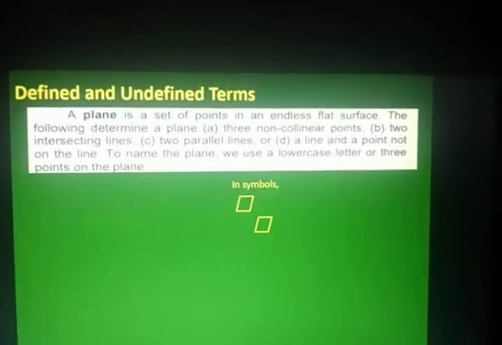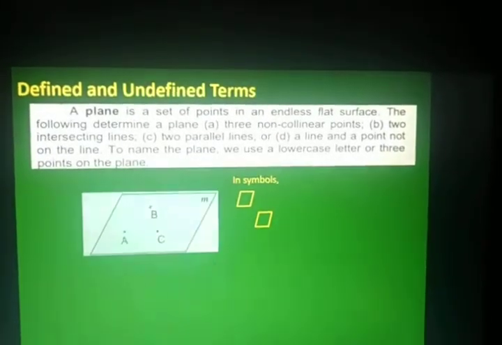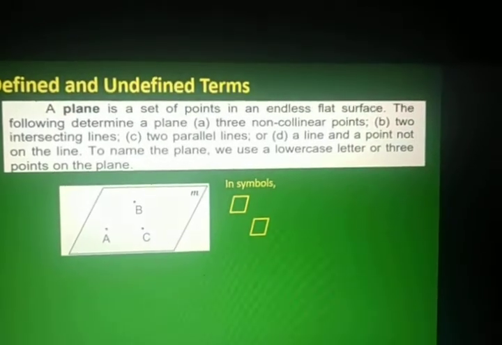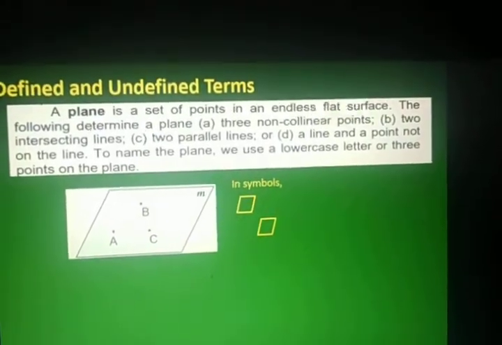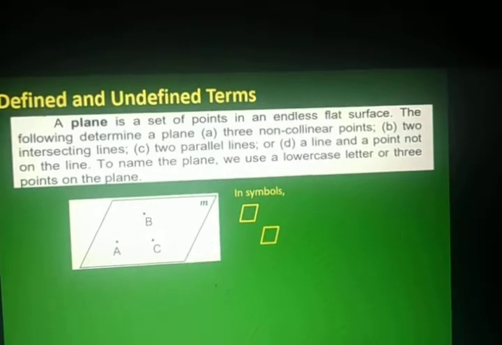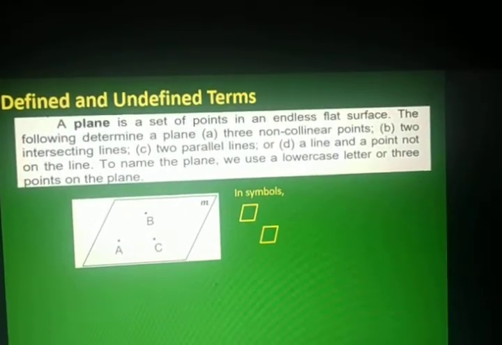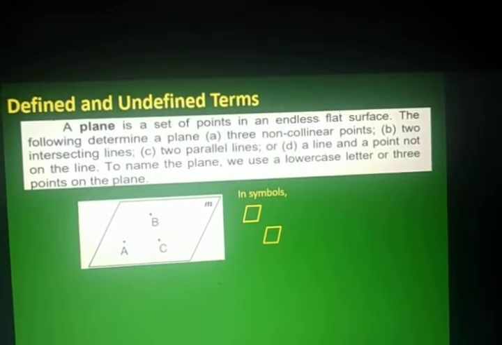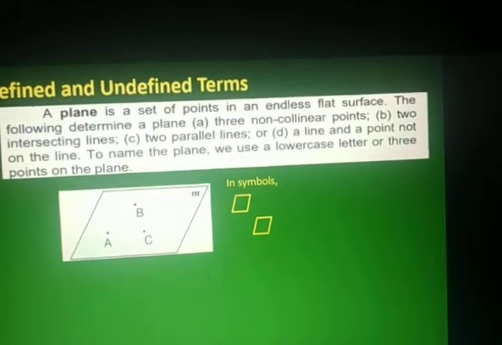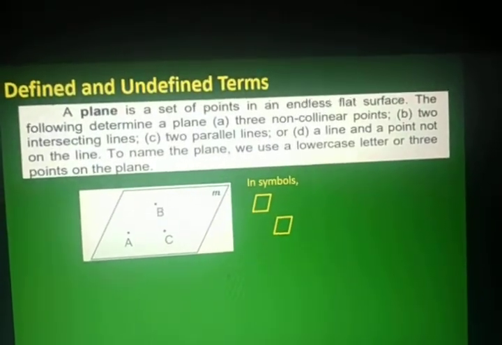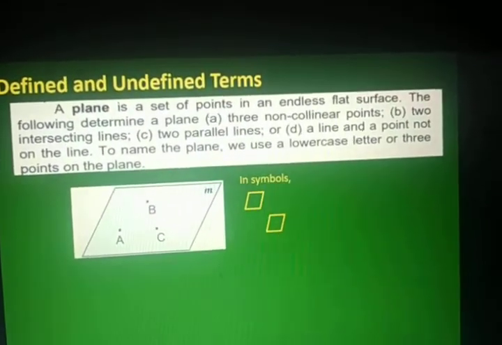Let me give you an example. What does a plane look like? There. And you see that? My 2 pairs of parallel lines, and they have 3 points inside. You can see that the plane is a closed, flat surface. Okay, so you can name this plane using the 3 points. 3 or 4 points will do.